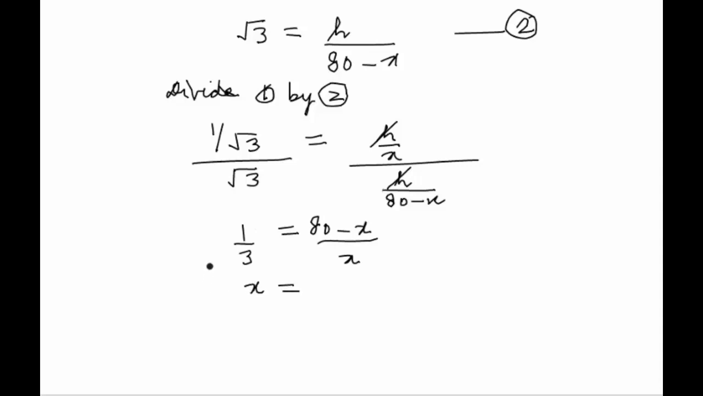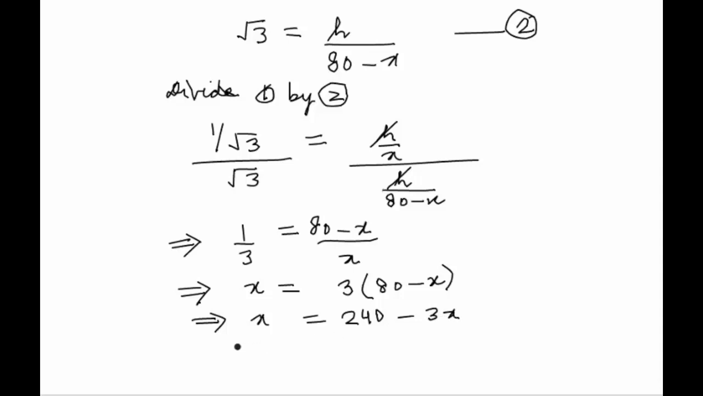On cross multiplying, it gives us that 1 into x, which is x, is equal to 3 times 80 minus x, or x is equal to 240 minus 3x. On taking x on one side, x plus 3x will give us 4x is equal to 240, or x is equal to 60.